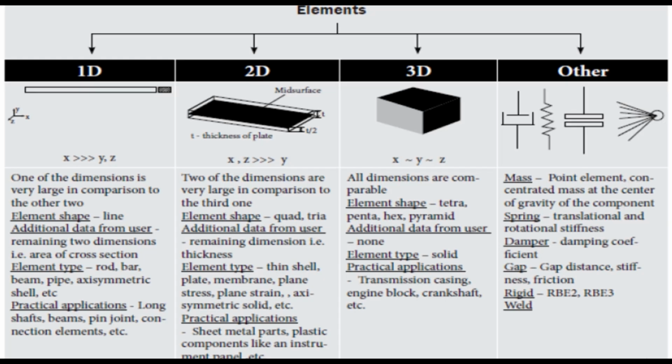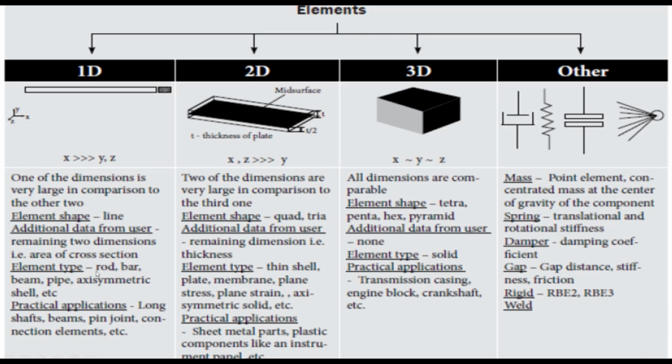Coming to the element types used for meshing, there are 1D elements, 2D elements, 3D elements and other elements. Coming to 1D elements, where are we going to use such type of elements? When we take a geometry where one dimension is very large in comparison to the other two dimensions, then we can mesh that particular geometry with 1D elements. See here, one of the dimensions is very large in comparison to the other two. So the element shape is in the form of a line, and we need to provide the other two dimensions in the form of a cross section to this particular element.